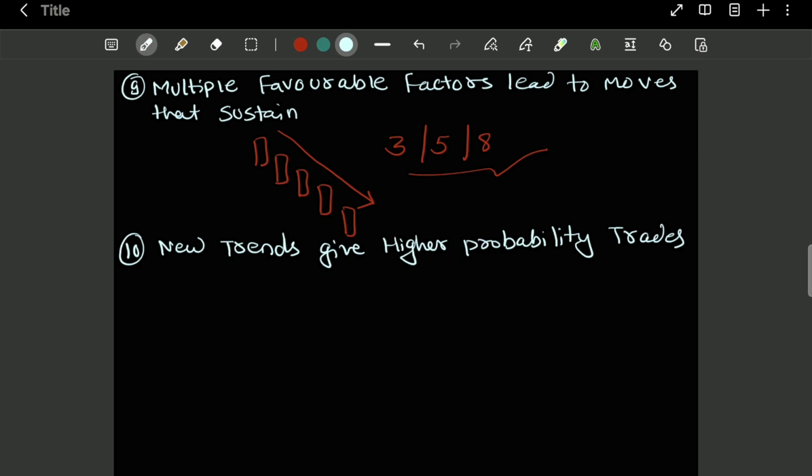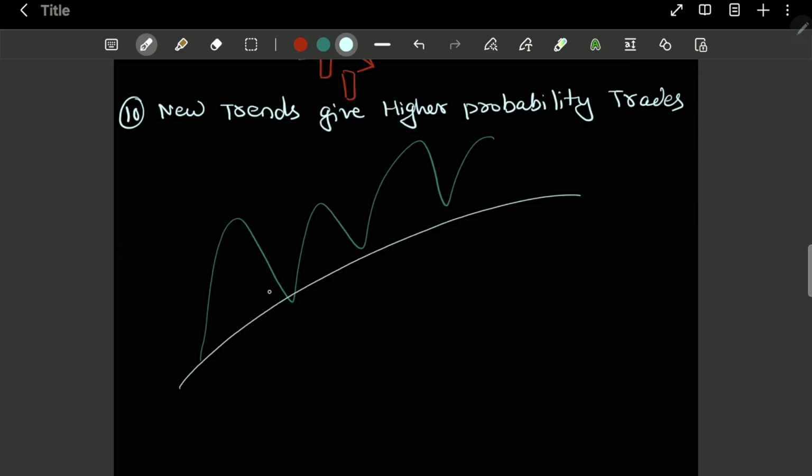The 10th key point is new trends give higher probability trades. According to the author, instead of entering somewhere here, somewhere here, do not enter in the already moved trade. Wait for the price to retrace to the EMA level and then go for this move. As we discussed in chapter number 1, it will accumulate fresh buyers and then move for the trade. Here you will get a higher probability.